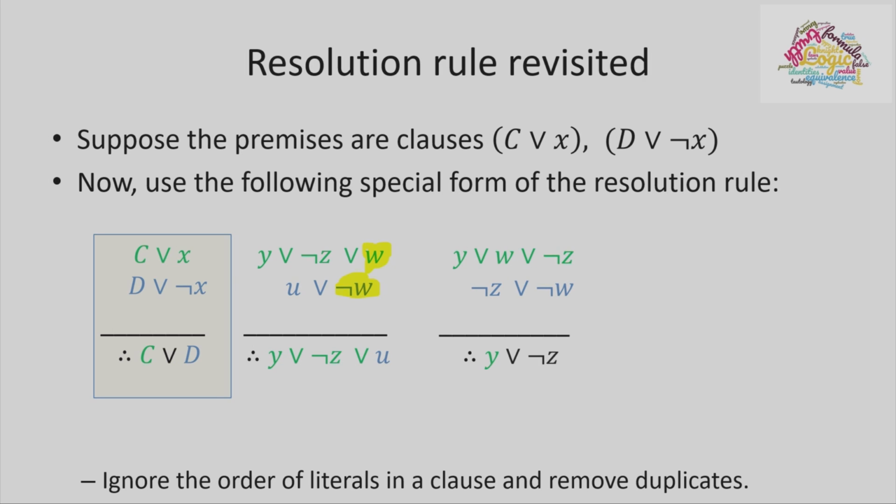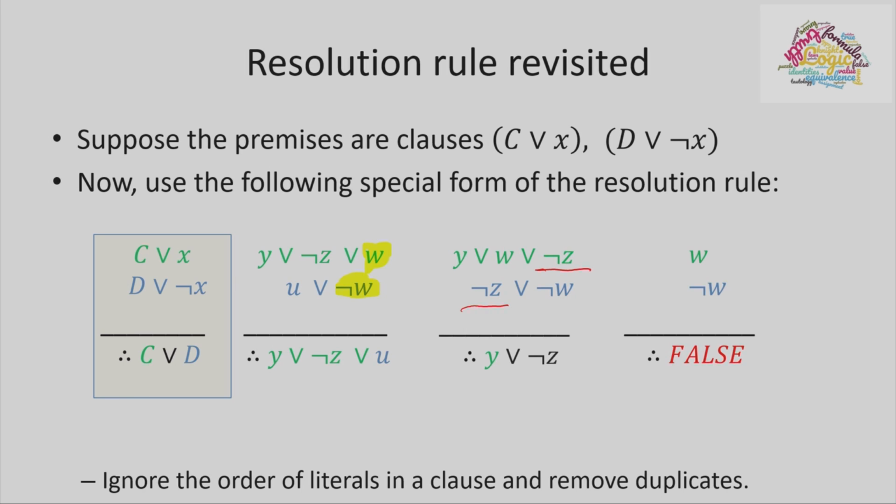So what happens if you have a duplicate literal? For example, here you still have W and not W, but in addition you have not Z in both of them. Well, you know that anything or the same thing is whatever you started with. P or P is equivalent to P. Not Z or not Z is equivalent to just having not Z once. So all you do is remove duplicates in the resulting clauses. Y or not Z or not Z is the same thing as Y or not Z only once.